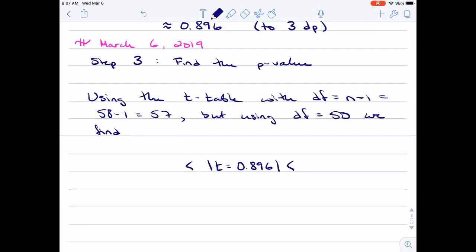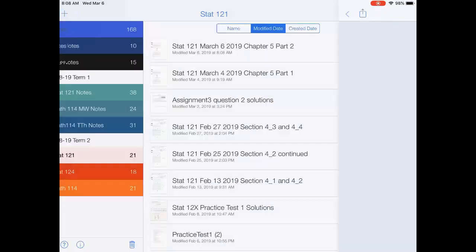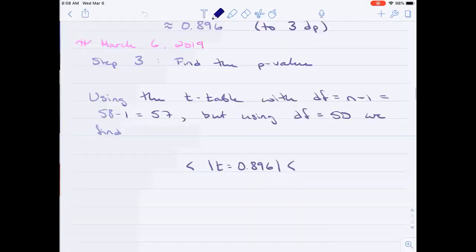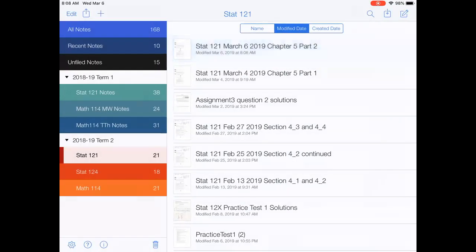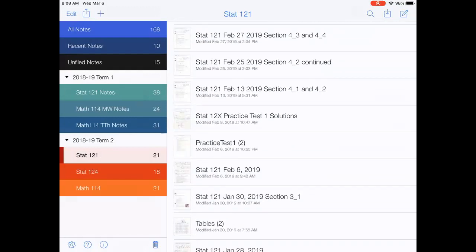For finding the p-value, we have to use the t-table. We take our calculated t. For the t-table, we have to find our degrees of freedom, which I show the calculation for: 58 minus 1 is 57. So we have 57 degrees of freedom, and we can go to our t-table.